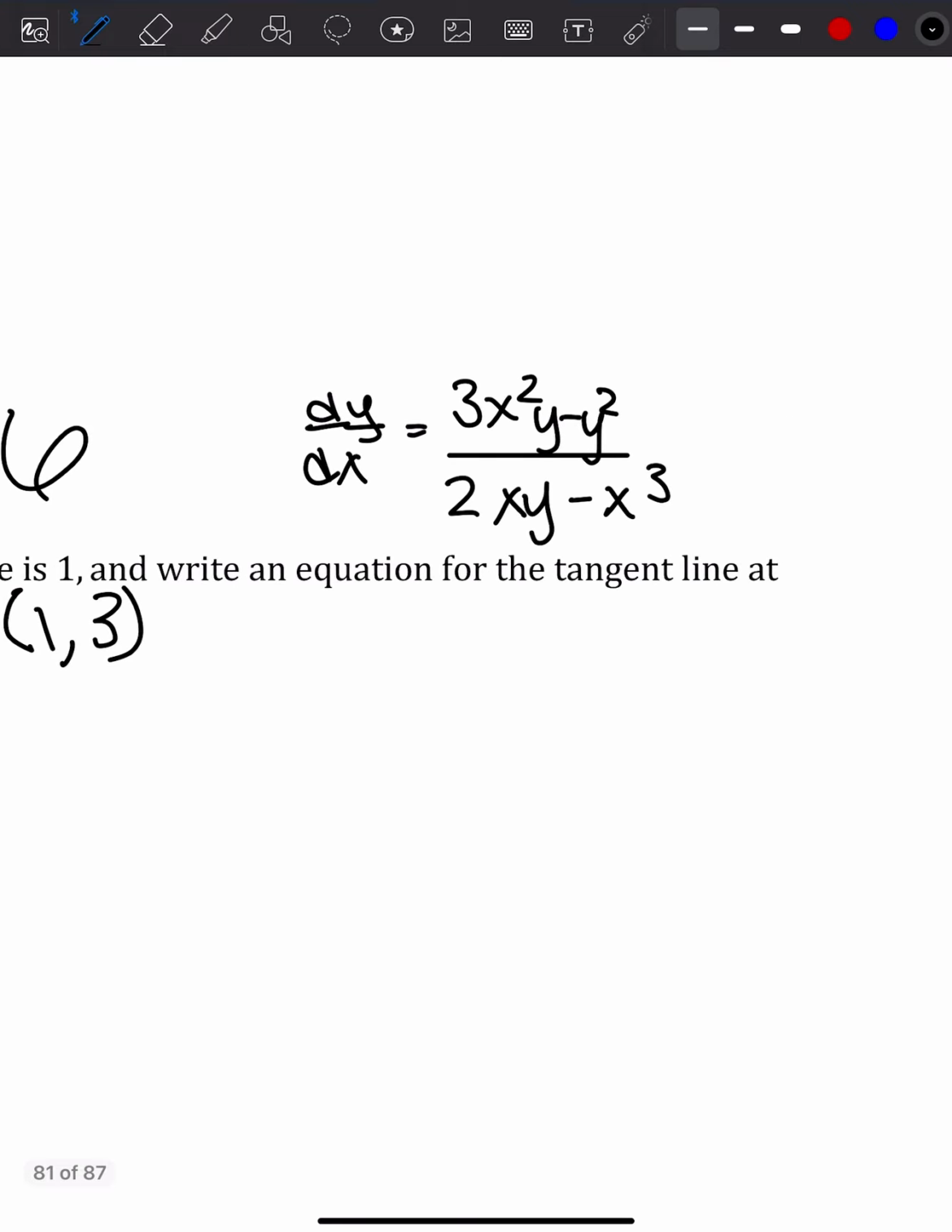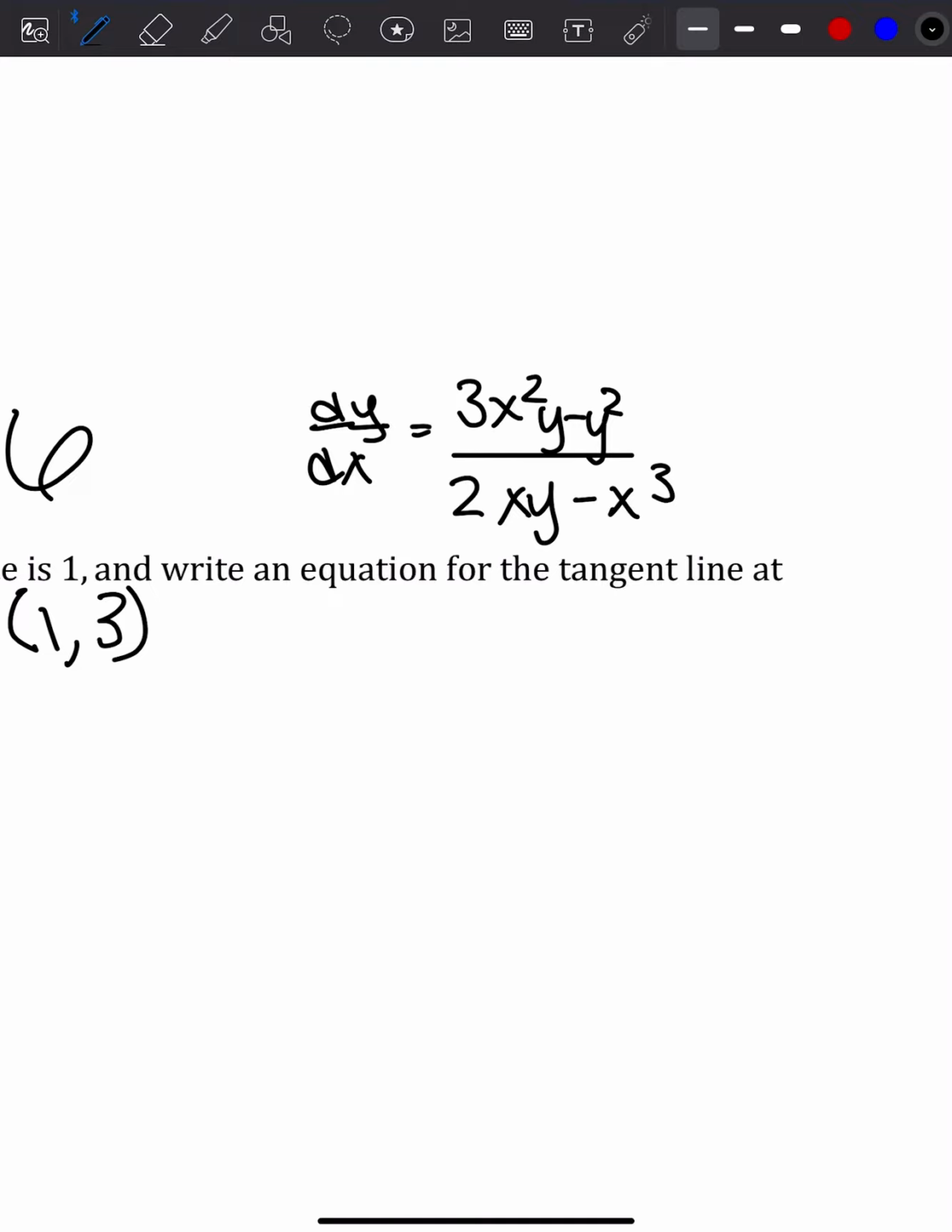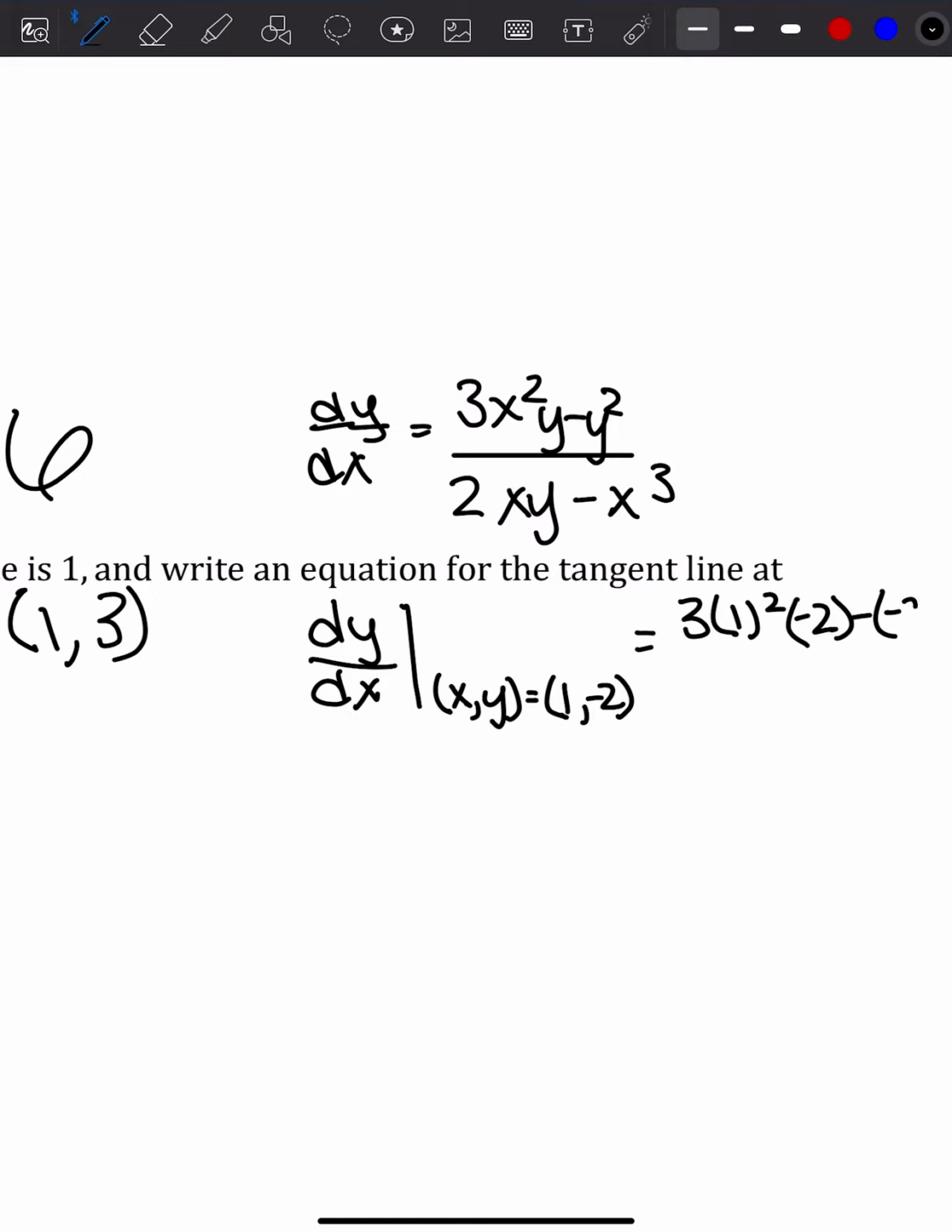The first equation that we're going to be dealing with is at the point 1, negative 2. So dy over dx evaluated for x, y equaling 1, negative 2. I'm going to go ahead and plug in my x values and my y values. My x value is 1, so we have 3 times 1 squared, y is negative 2, times negative 2, minus negative 2 squared, divided by 2 times 1 times negative 2 minus 1 cubed.